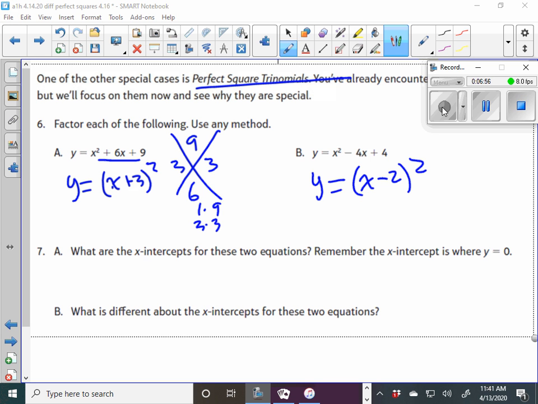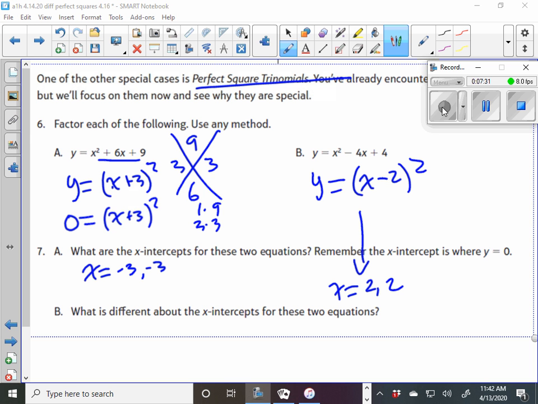All right, so hopefully you got the right answer. Number 7 asks what are the x-intercepts. Now, this is another lesson down the road, but you know that if y goes to 0, then x plus 3 has to equal 0. That means in this case x equals negative 3 and negative 3. And how can it be the same thing twice? Or over here, if y goes to 0, x is equal to 2 and 2.